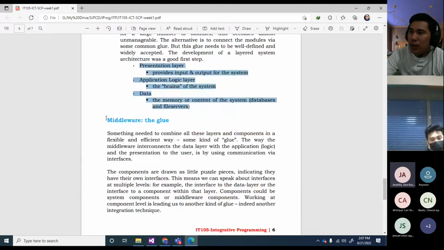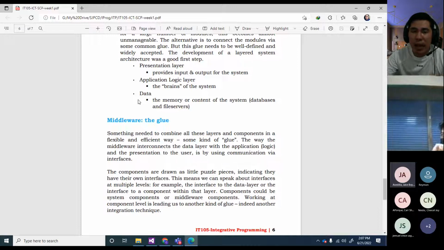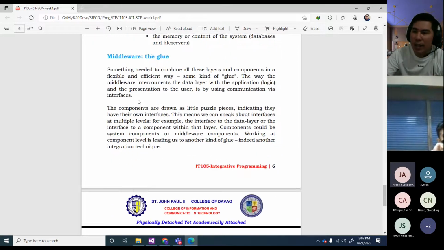As I've told you, middleware is something that meets the end user halfway, between the user and the data. It is called middleware because it is in between the presentation layer and the data; it is the interaction between the user and the data.